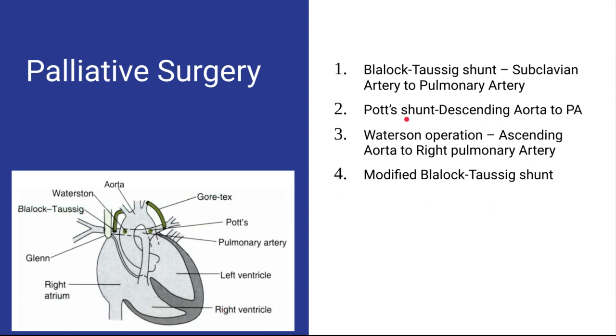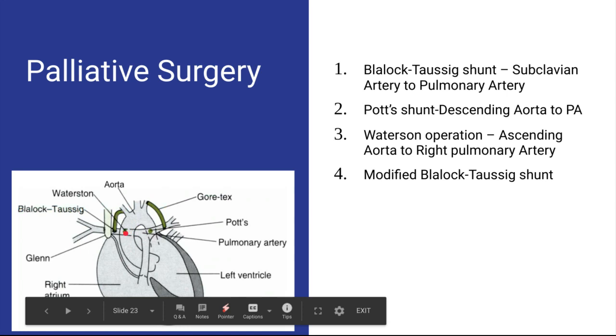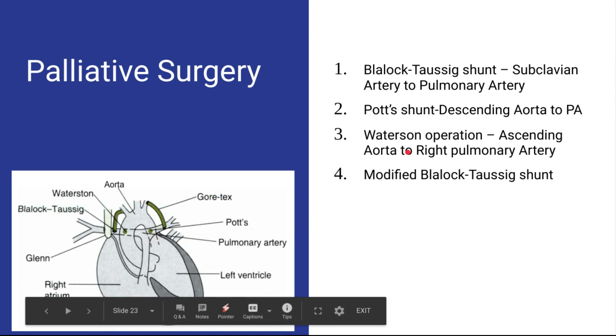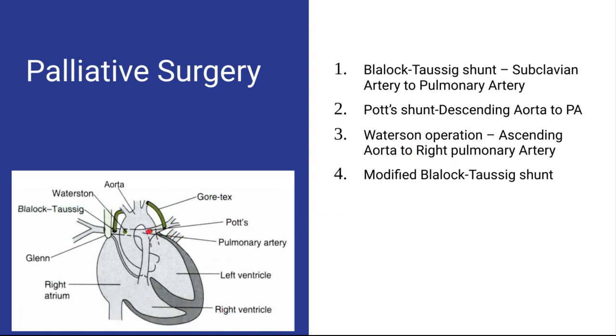Then Potts shunt connects descending aorta to pulmonary artery. So this is descending aorta, and here it is connected to pulmonary artery. And in Waterston shunt, ascending aorta here is connected to right side of pulmonary artery. Both have more post-operative complications, and patient develops pulmonary hypertension due to large shunt and transfer of pressure and volume into pulmonary artery.